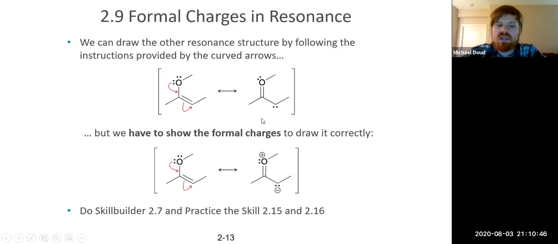It's a carbanion. So this is an example of a carbanion here. So go ahead. This is, again, in the book. You're following along Skill Builder 2.7. And then there's also a little section called Practice the Skill, 2.15 and 2.16. Just kind of like following the resonance structures that they give you. You also have this sample exercise packet that, again, I'll do later on.